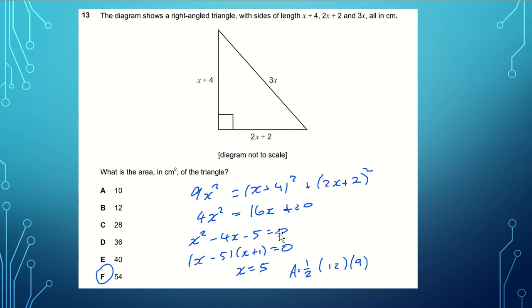Reduce that to a quadratic equal to 0 and factorize. We get one negative answer, which we're going to reject because we can't have 3 times the negative for that hypotenuse. So 5 is the answer we've got. And the answer to the question is the area, so a half the base times the height, and we work out the base and the height with our answer for x, comes out to 54.